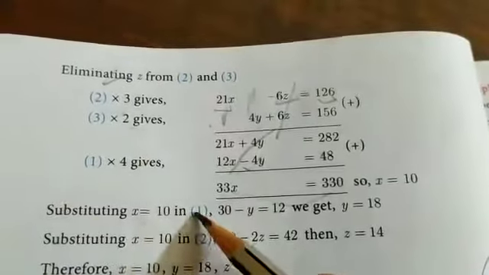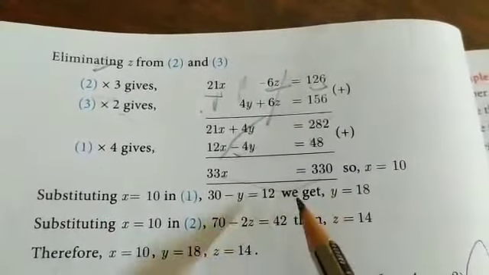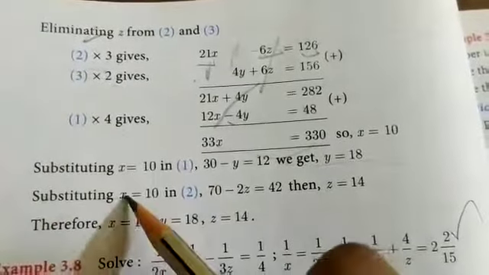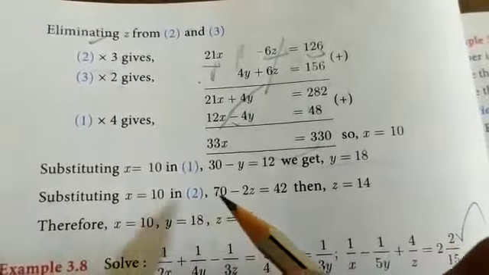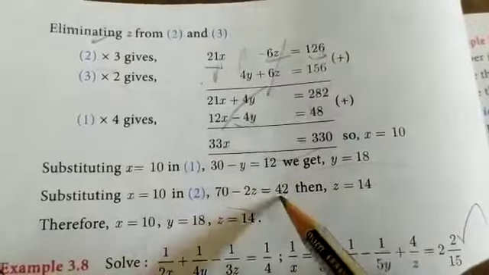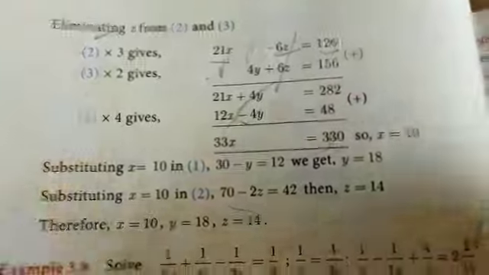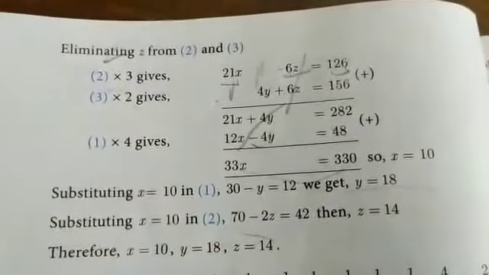Substituting x equal to 10 in equation 1, you will get 30 minus y equal to 12. We get y equal to 18. Substituting x equal to 10 in equation number 2, you will get 70 minus 2z equal to 42. Then z equal to 14. Therefore, x equal to 10, y equal to 18 and z equal to 14. Now we are going to solve the next example.